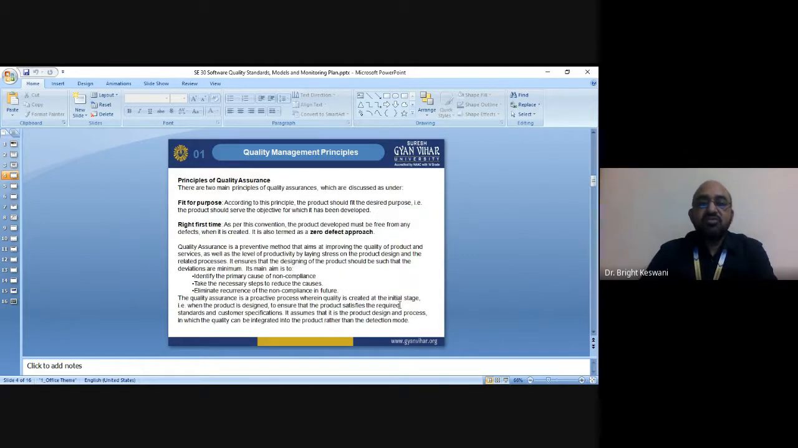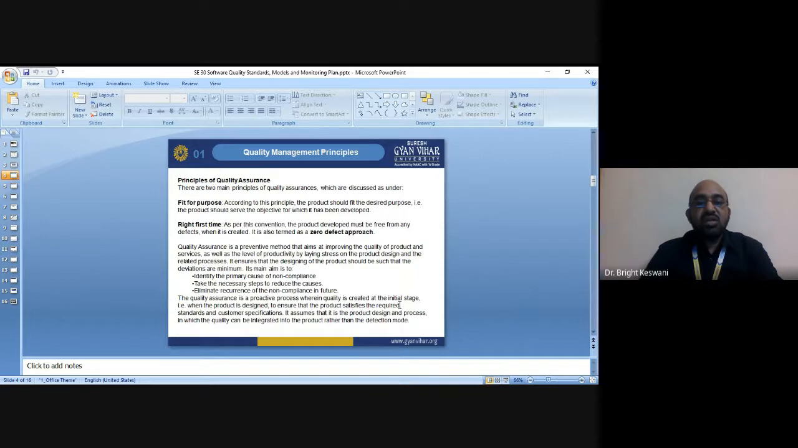Let us discuss the first topic, that is quality management principles. There are two main principles of quality assurance. The first is fit for purpose. According to this principle, the product should fit the desired purpose. That is, the product should serve the objective for which it has been developed. The second principle is right first time. As per this convention, the product developed must be free from any defects when it is created. It is also termed a zero defect approach.